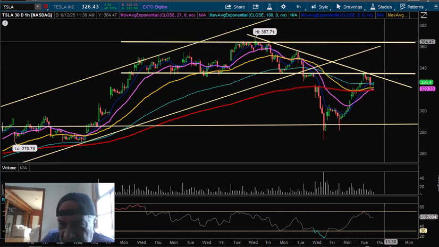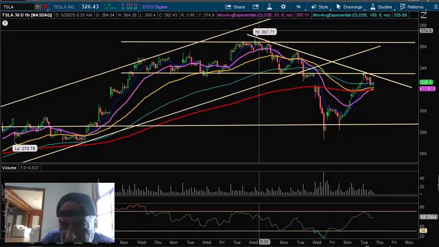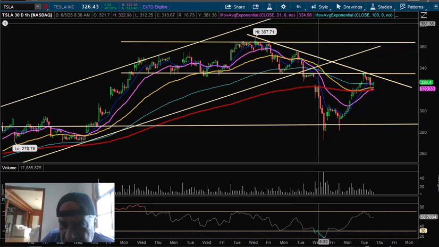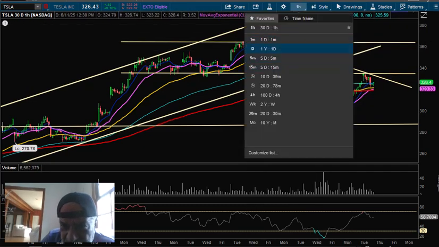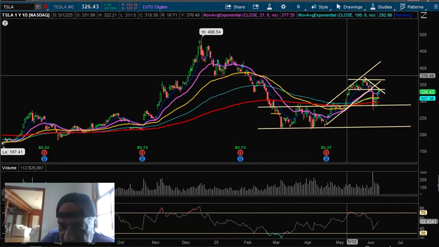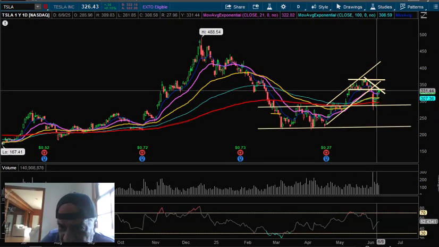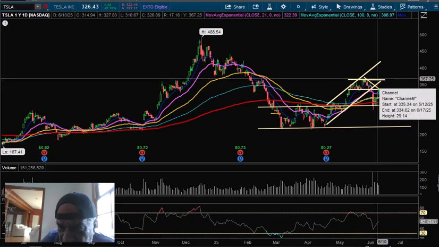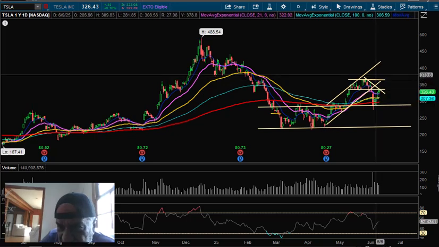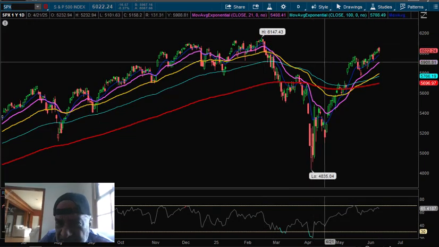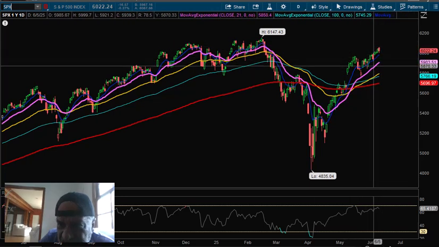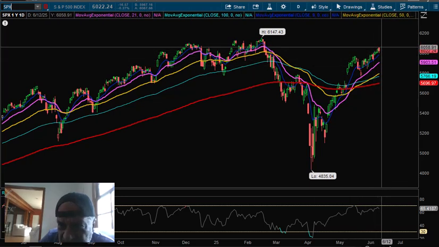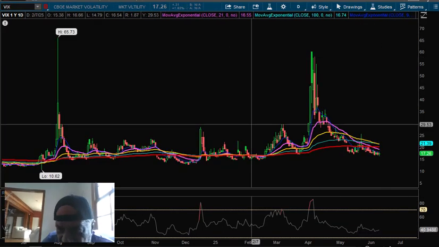Once we break out 364, we are still in this upward channel. You see this channel here, which is very evident. If we break 366, then we are in that upward channel. SPX has done a good job here. It's breaking out here, over 6,022, but today was a little bit of selling on a red day, which is normal after so many green days. The VIX is very low now, about 17.26.